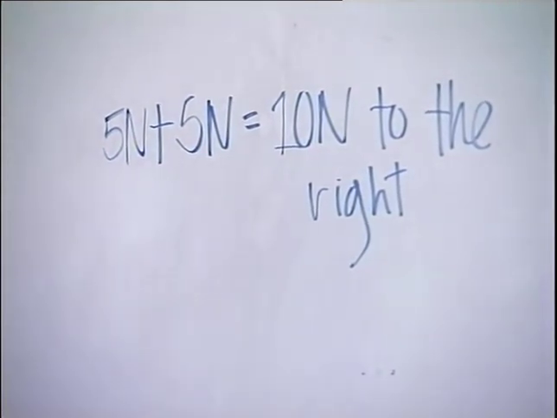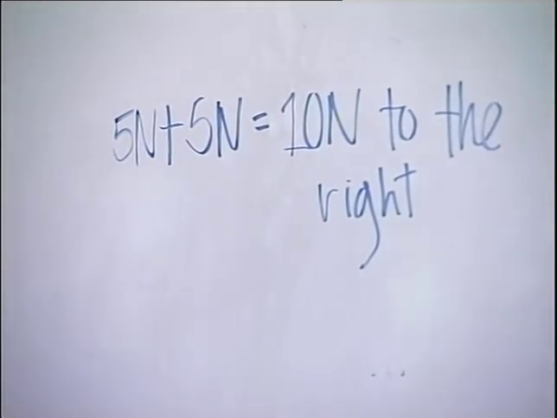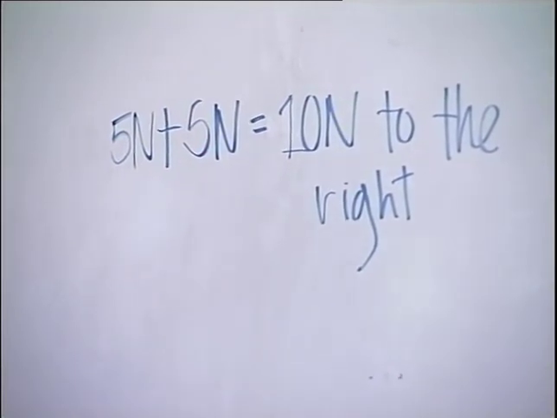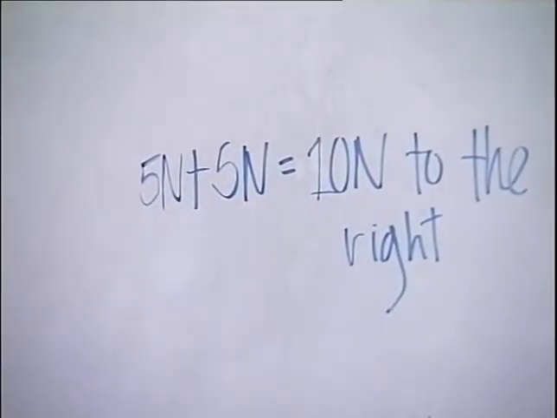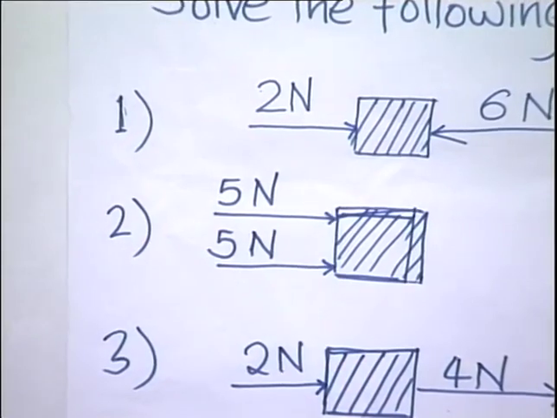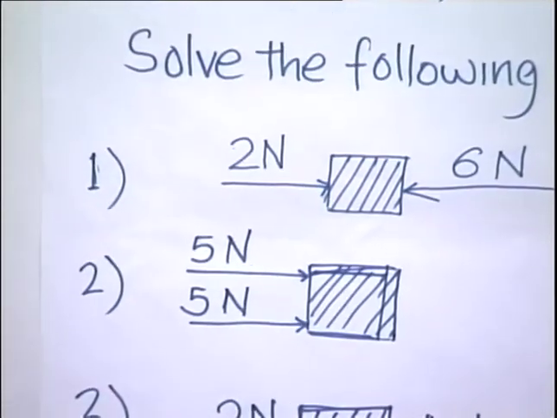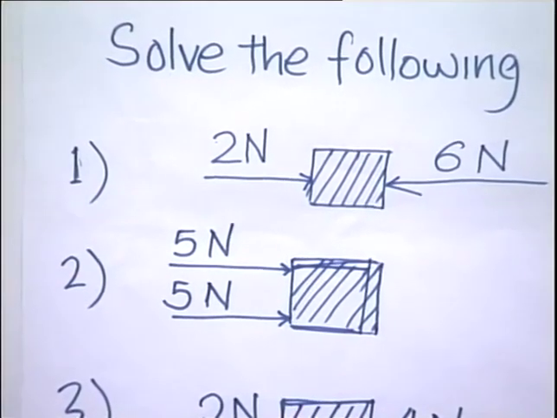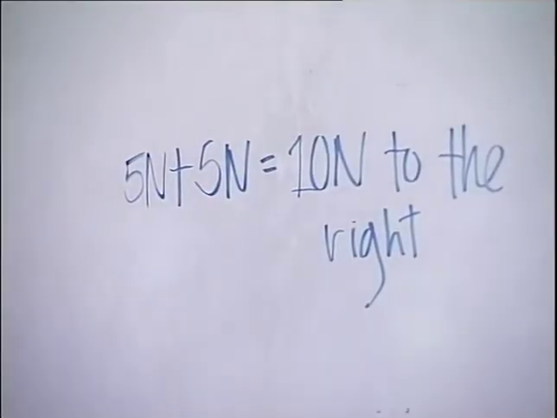Because there are 2 forces of 5 newtons, I add the 2 5 newtons, and because they are moving towards the right, I have 10 newtons to the right. Right, good. The first one for question number 2 is 5 newtons from the left, and they will be moving towards the right. Okay, good. Question number 3.